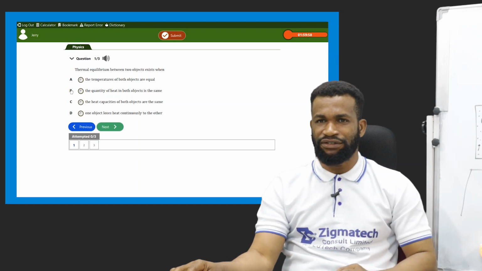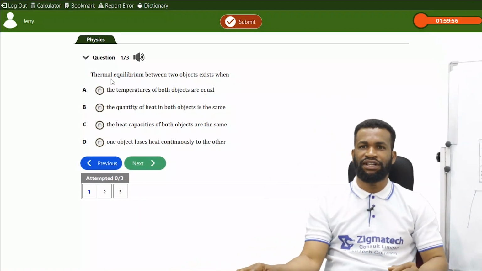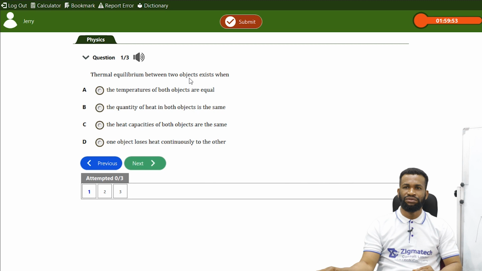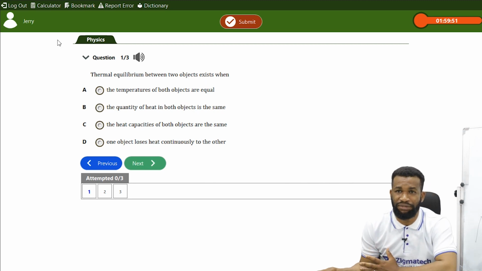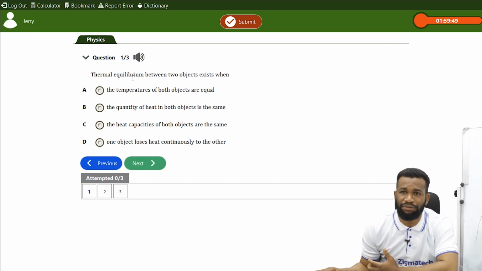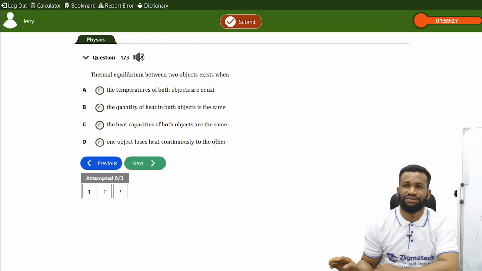Oh, we have 3 questions here. So we have the first question, on thermal equilibrium between two objects. This is UTME. They say that thermal equilibrium between two objects exists when: A, the temperature of both objects are equal; B, the quantity of heat in both objects is the same; C, the heat capacities of both objects are the same; D, one object loses heat continuously to the other.